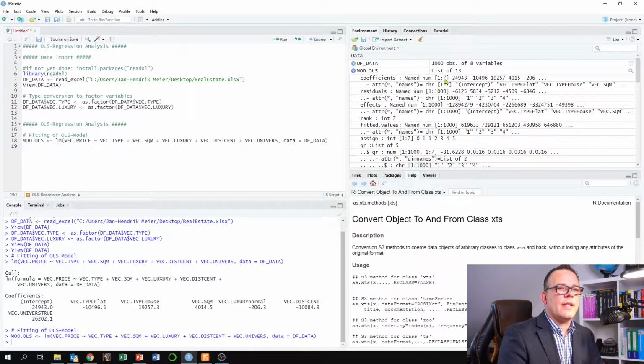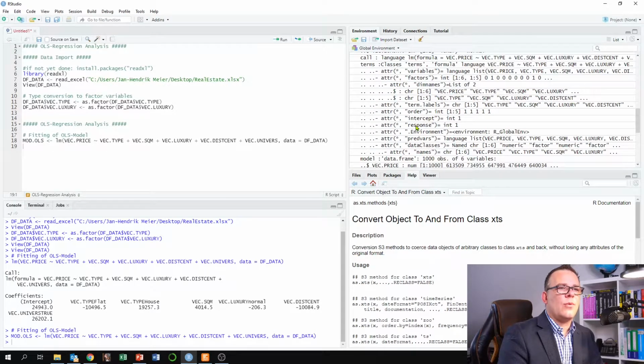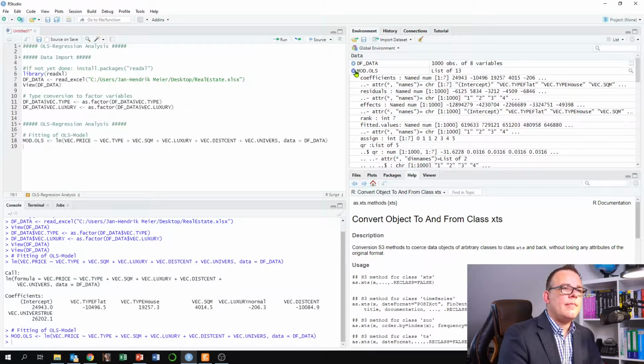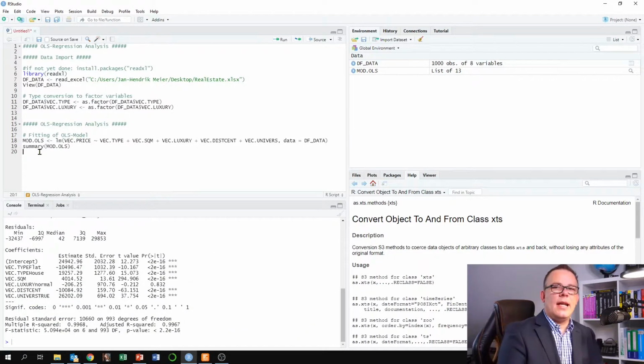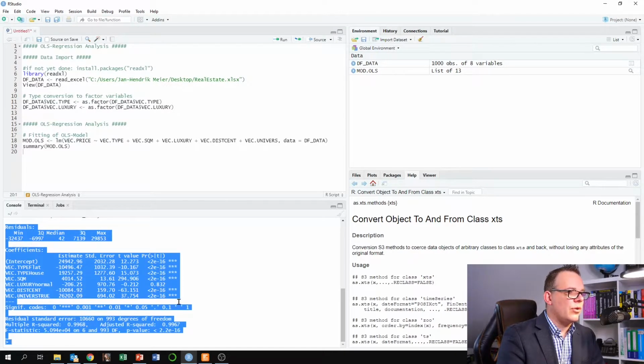So we have 7 coefficients, we have 1000 residuals, we have 1000 effects, we have some ranks, we have some fitted values, and so on and so forth. There's quite a lot of data in. And now we use the summary command to check what the model results are, and here in our console we get the full output of that model.